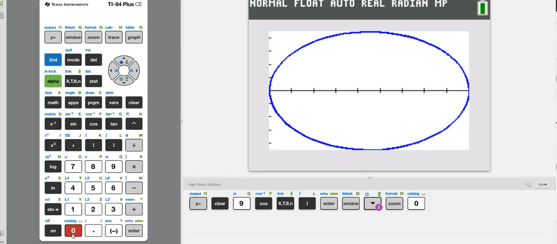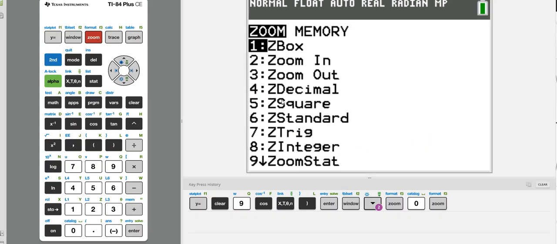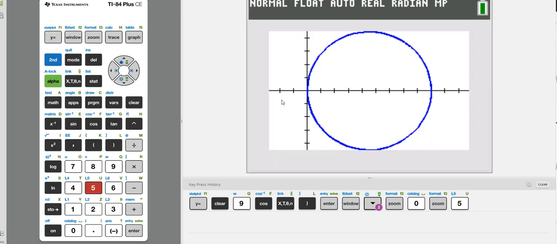All right. So if that bothers you, if you're like, oh boy, that doesn't really look like a circle, there's one more adjustment you can make to your calculator. Hit zoom 5. That's zoom square. It squares things up in terms of your perspective so that circles look like circles. So now you look at that and go, okay, that's what I expected.